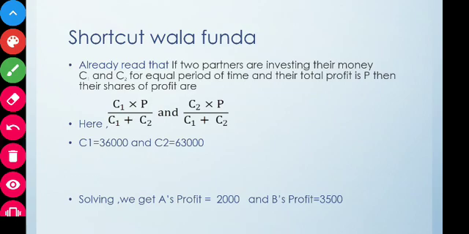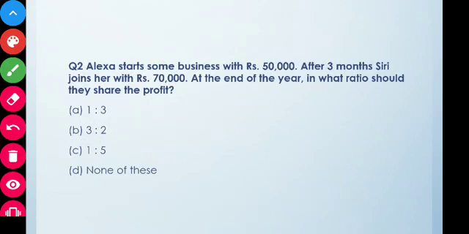Now let's come to our question number 2. Alexa starts some business with rupees 50,000 and after 3 months Siri joins her with rupees 70,000. At the end of the year, in what ratio will they share the profit? So which concept are you going to apply here? Here we are going to apply concept number 2, where two persons or more than two persons are investing their money in different amounts and also for different terms. The formula was C1 into T1 by C2 into T2 is equal to the ratio of the profit of A and B. The options given are 1:3, 3:2, 1:5 or none of these.